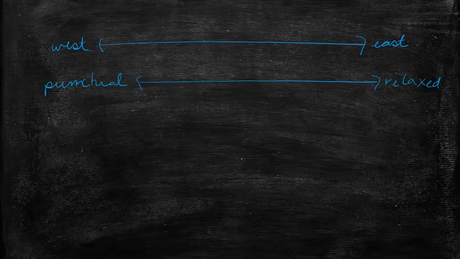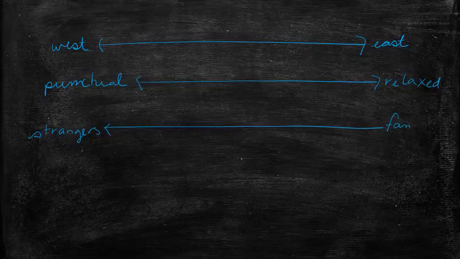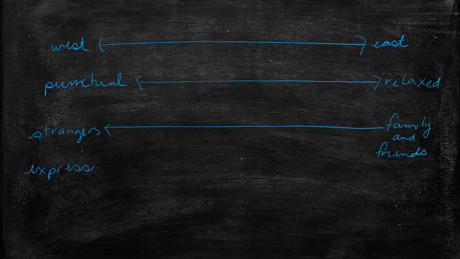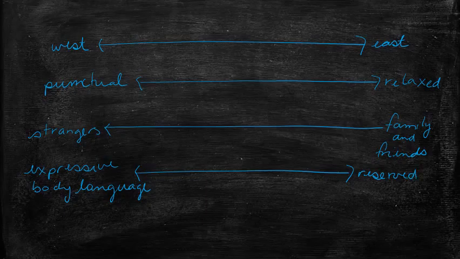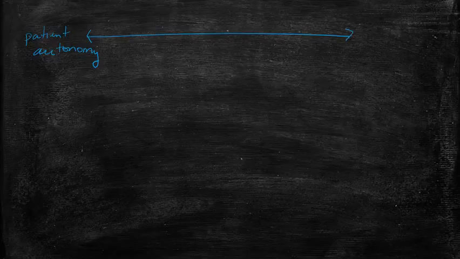We can look at strangers, family and friends. Some other trajectories could be, for example, an expressive body language and a reserved body language. If we continue, we can think of patient autonomy and passive patience.